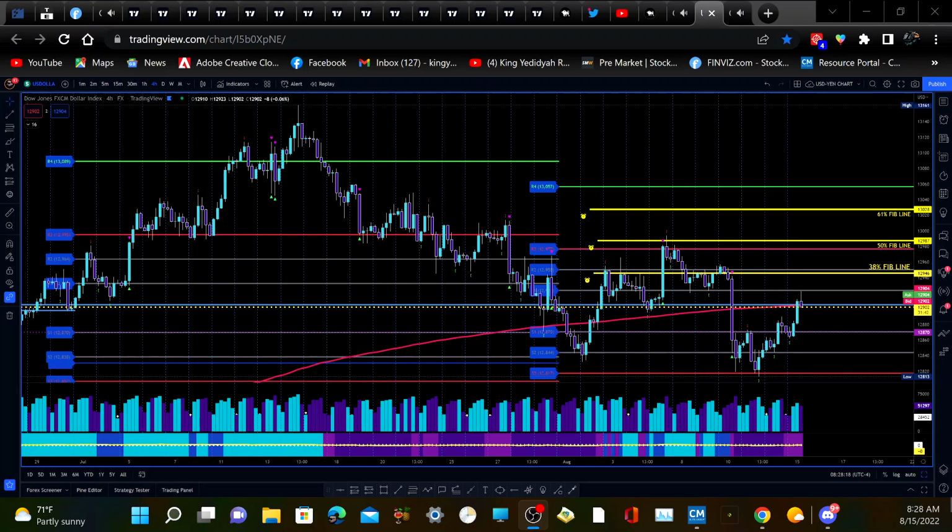And I'm gonna do a little trade update on a GBP USD trade I'm in right now. Today is the 15th of August 2022. It's 8:28 a.m. It's the New York session. So let me start with the US dollar.